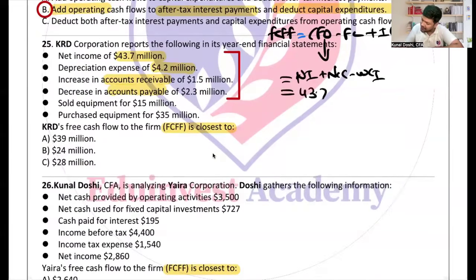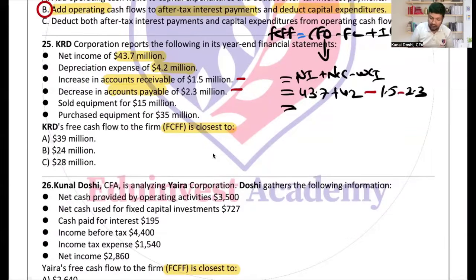So what is going to be my CFO? Net income 43.7 plus 4.2, and working capital: an increase in accounts receivable, an increase in current assets, is an outflow. A decrease in accounts payable means you paid, so even this is an outflow. So I will minus 1.5, and I will minus 2.3. This is going to be my operating cash flow. Can you calculate this? 43.7 plus 4.2 minus 1.5 minus 2.3 gives you 44.1. I would recommend you to store it. This is my first part, CFO.